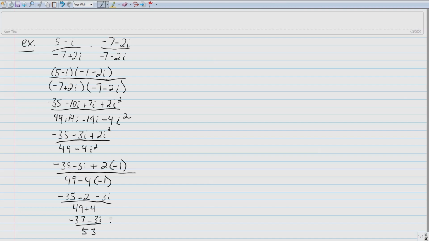And so lastly, you can rewrite this in the a plus bi form. You'll find that some of the answers in the textbooks are like this. So since they have the same denominator, 53, it can be rewritten like this in the a plus bi form.